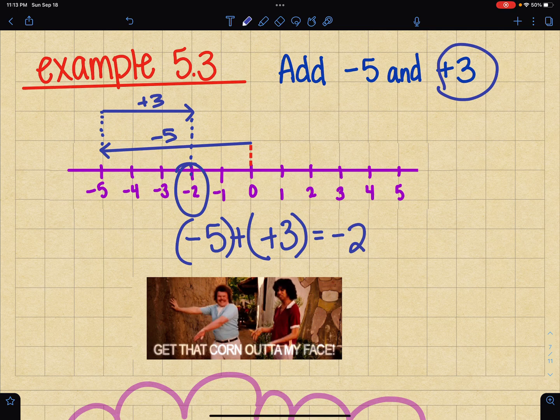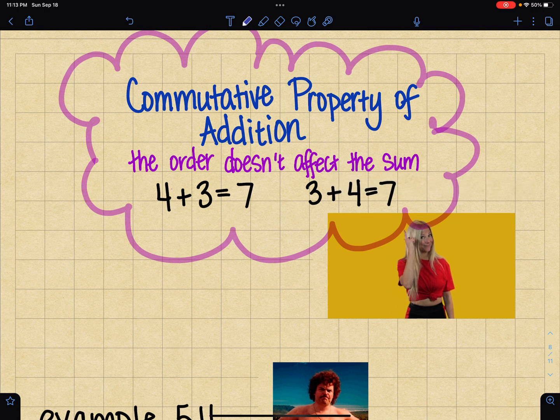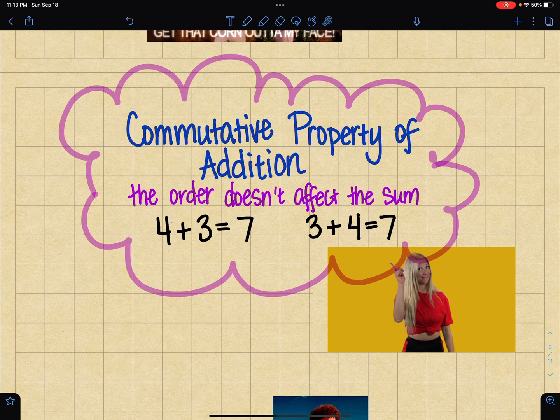Now, what did we just notice? We just basically did the same problem, but we did plus 3 minus 5 the first time, and now we did minus 5 plus 3. We just switched the order. And of course we did, because the commutative property of addition, here's just a little reminder, means that the order doesn't matter. The order doesn't change the sum. It doesn't change the answer.